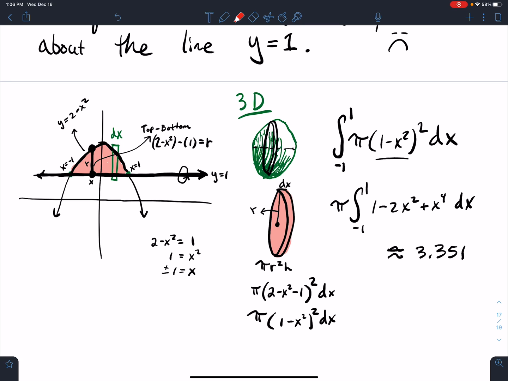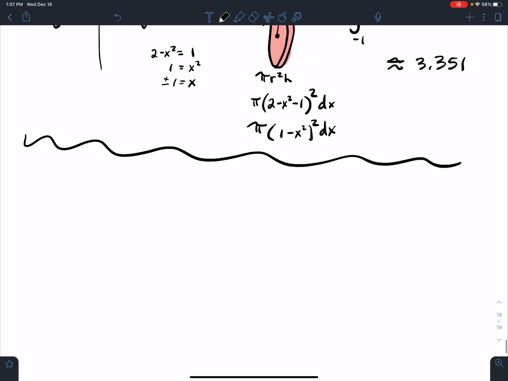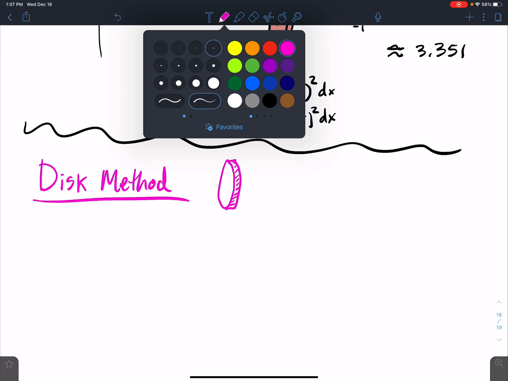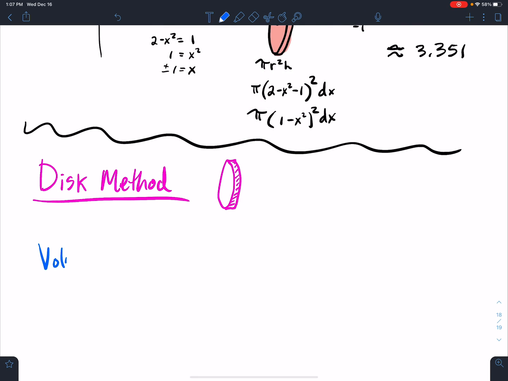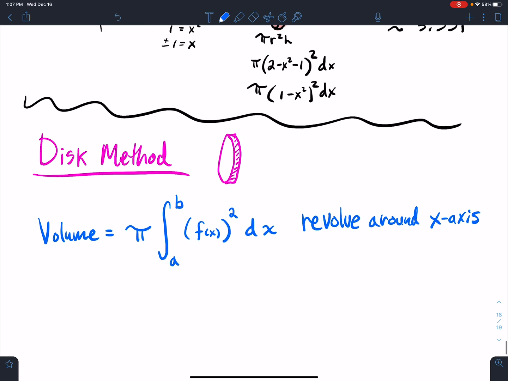So I want to talk about just in general, just so I can drive this home for you. If you're still kind of confused, maybe this will hopefully help clear it up for you. So for the disk method, remember the disk is just that solid disk, right? How do we do the disk method? Well, the disk method says the volume is equal to pi times the integral from a to b of the function f of x all squared dx when we revolve around the x-axis.